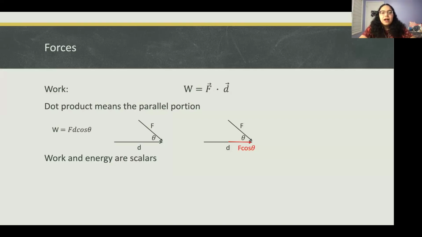Another thing to know: with the cross product, it was the right-hand rule, where you have 2 dimensions and then you get an answer in the 3rd dimension. For dot products, if you dot 2 vectors, it's a scalar. So work and energy are scalars. They don't have any directions, even though your force and distance do.